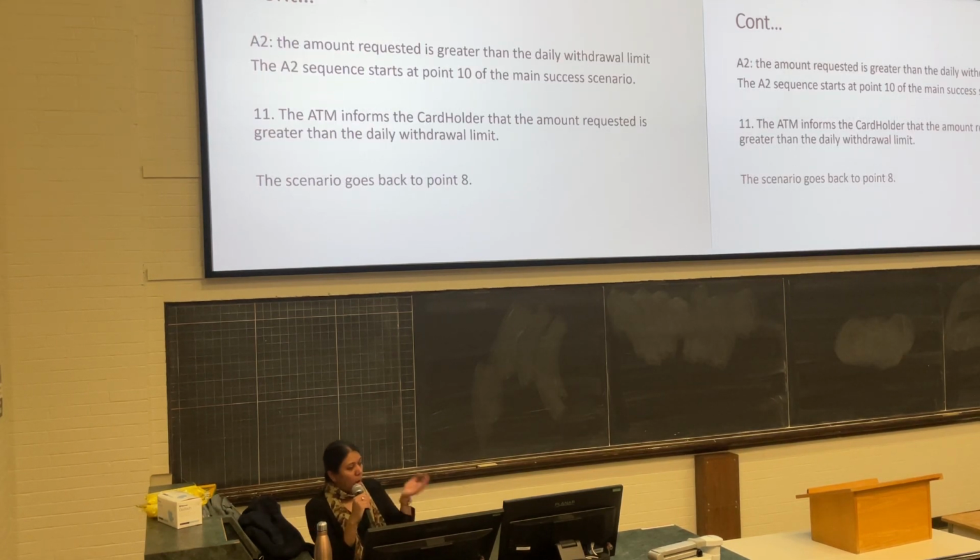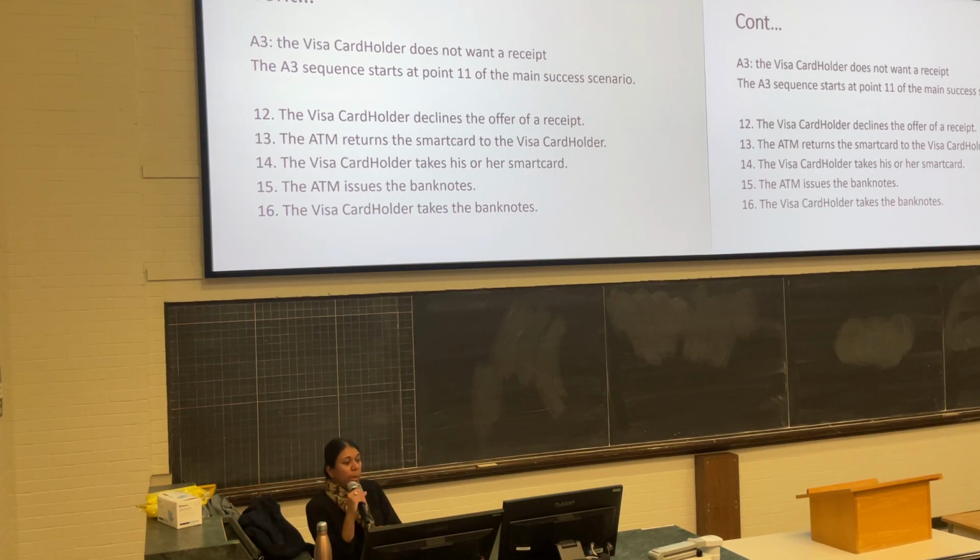So similarly, there are other scenarios. This one is A3. The customer, or cardholder, does not want to receive the money. So what happens? It returns back to point 11, and as a result, the cardholder declines to receive. The ATM is just going to return the card. The cardholder takes the card. The ATM issues the banknotes, and the cardholder takes the money. So these are some examples of alternate sequences, meaning it's not wrong, but there's also something that can happen in addition to the main success scenario.